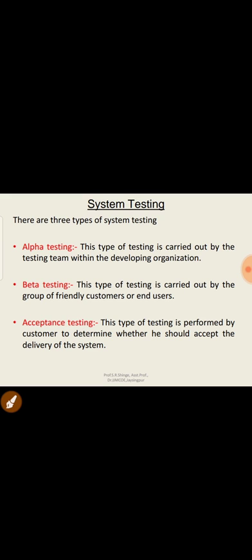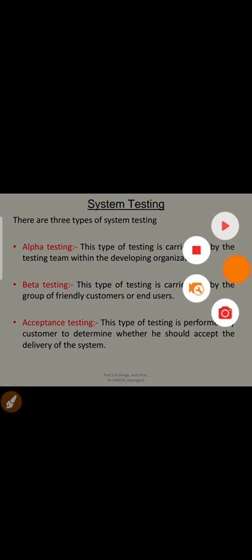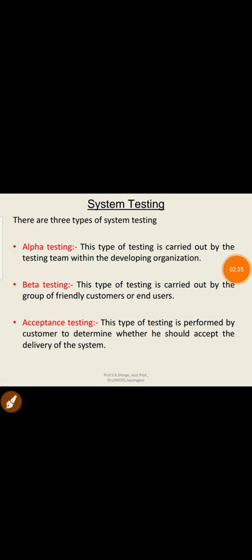Basically there are three types of system testing. First is alpha testing, second is beta testing, and third is acceptance testing. We will see them one by one. First is alpha testing. Alpha testing is a type of testing carried out by the testing team within the developing organization, in the organization's own environment. This testing is done in the software development company by its testing team.